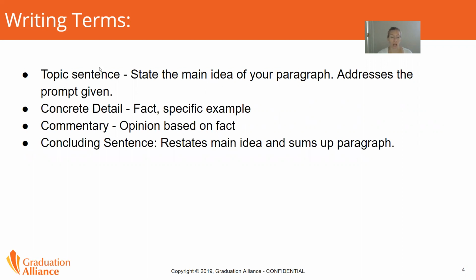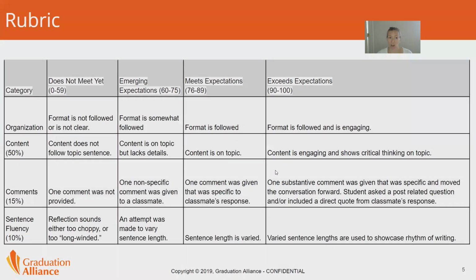So topic sentence means that you state the main idea of your paragraph. It's the first sentence of your paragraph, and it addresses the prompt. The prompt is a question that's given for your reflection. So what question are you being asked to answer? Concrete detail is a fact or a specific example, can be taken from the course or some current event or some other media platform. Commentary is an opinion based on the fact, and a concluding sentence just restates the main idea and sums up the paragraph.